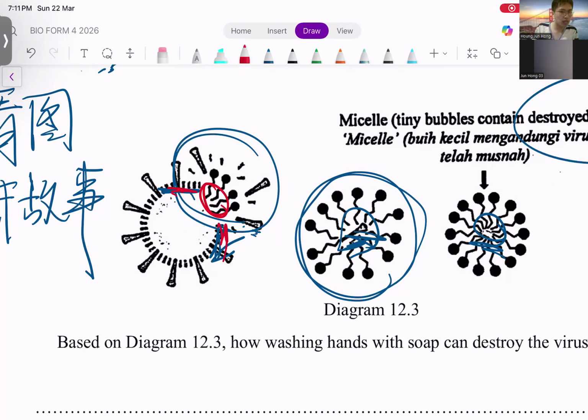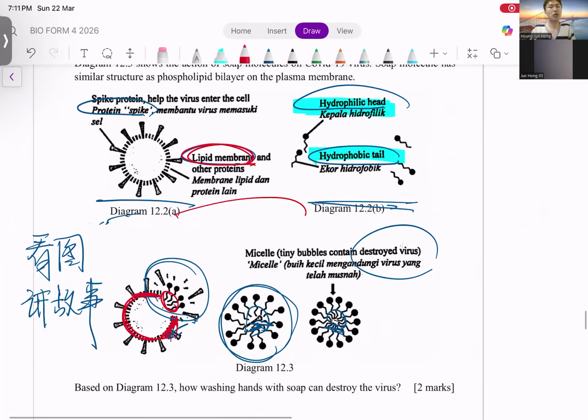Hydrophobic tail is afraid of water, but it is attracted to lipid. Then you see the hydrophobic tail of the soap molecule penetrates into the lipid. And eventually, you break it, and that's how you can destroy the virus. So you see, just follow the story.